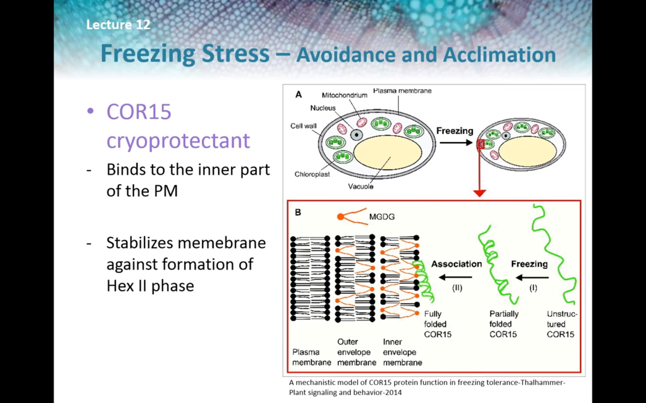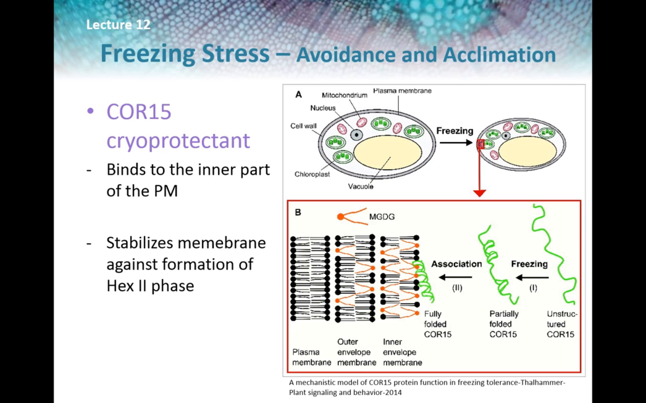Cor15 is one member of the CBF regulon and is thought to reduce the incidence of HEX2 formation by binding to the inner chloroplast membrane and changing the curvature of the membrane. This is significant because the likelihood of forming HEX2 phase is related to the curvature of the membrane. The figure shown on the right shows the mode of action model of Cor15 protein function.